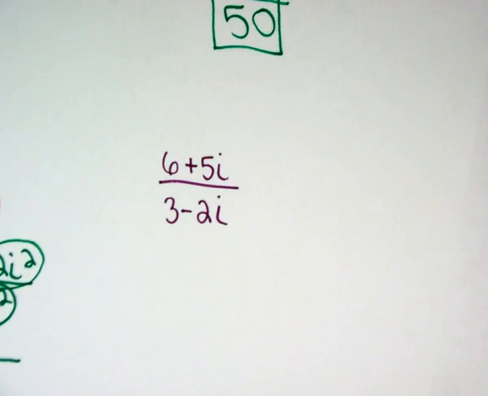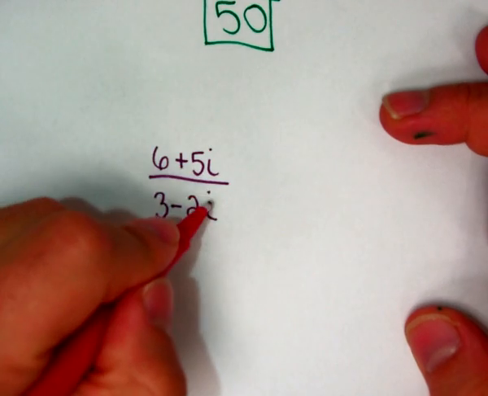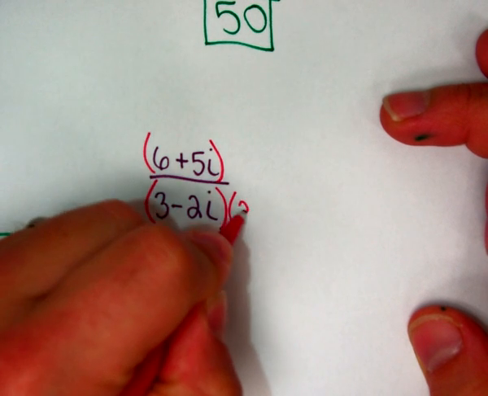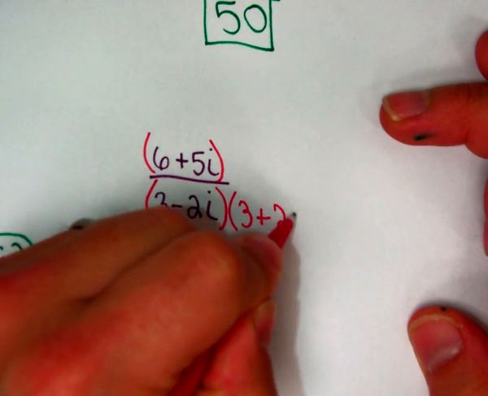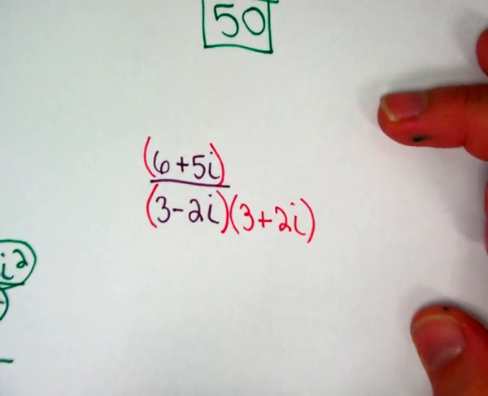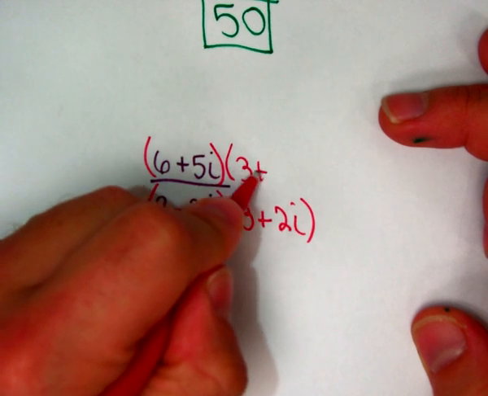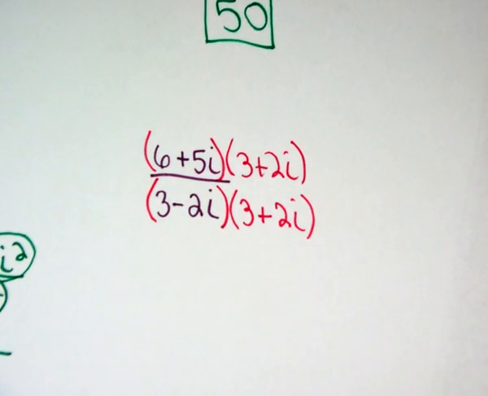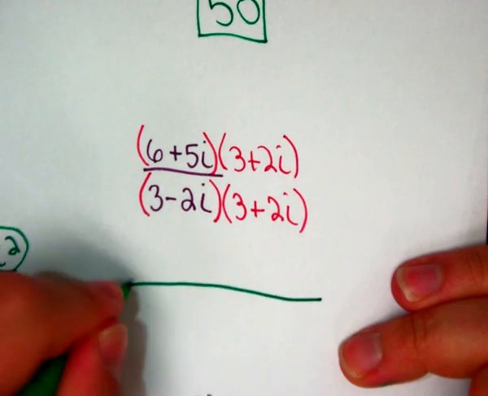So for the next one here, 6 plus 5i over 3 minus 2i. The conjugate of 3 minus 2i is the one that would make it look like the difference of 2 squares, so 3 plus 2i. Multiply the top by 3 plus 2i. Okay. Simplify this, so now let's multiply it out.